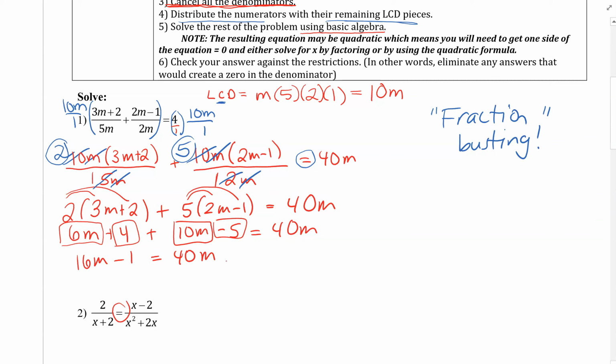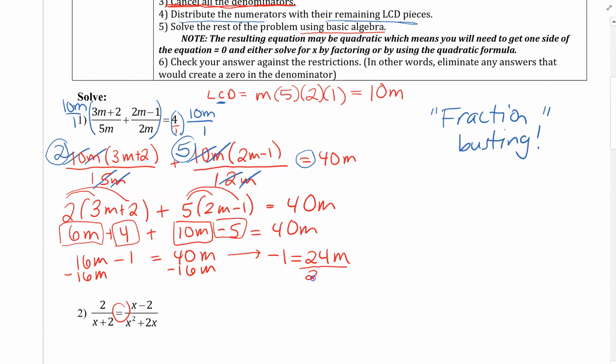Okay, then I have two options. I can either subtract 40m from this side and that side to get the m's together, but I think it might be better to subtract the 16m from the 40m for two reasons. One, I want to get the m alone eventually, so getting it away from the number is helpful. But two, if I subtract a smaller number from a larger number, my result is positive, which is always nice, right? So then I get negative 1 is equal to 24m, because 40 minus 16 is positive 24.